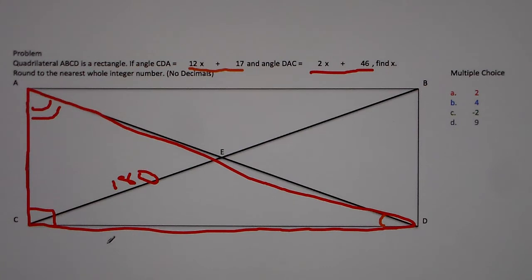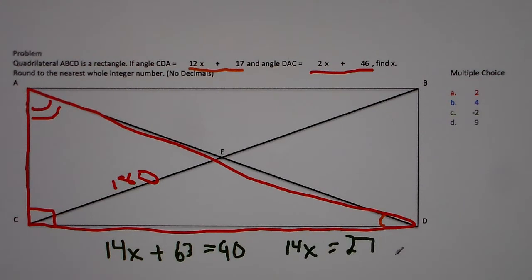So 12x plus 2x gets us 14x. Then our 17 plus 46, add those together, we get 63. And that's equal to 90. Subtract 63 from both sides, and you're going to get 27, so 14x equals 27. Divide both sides by 14, you're going to get 1.89-ish, which is rounded to 2. So x equals 2.